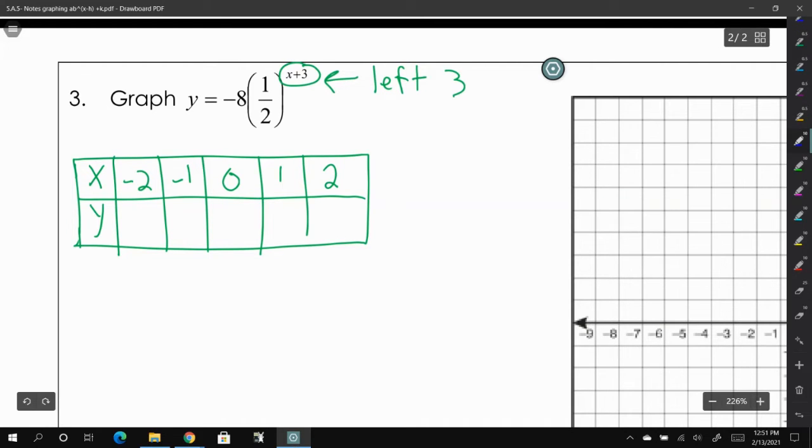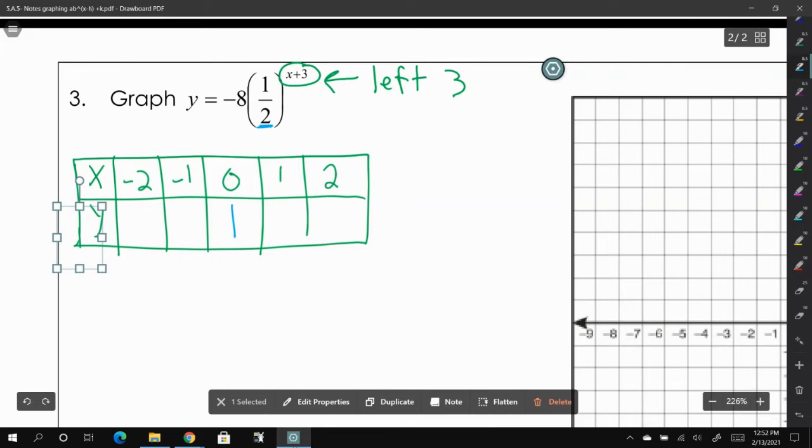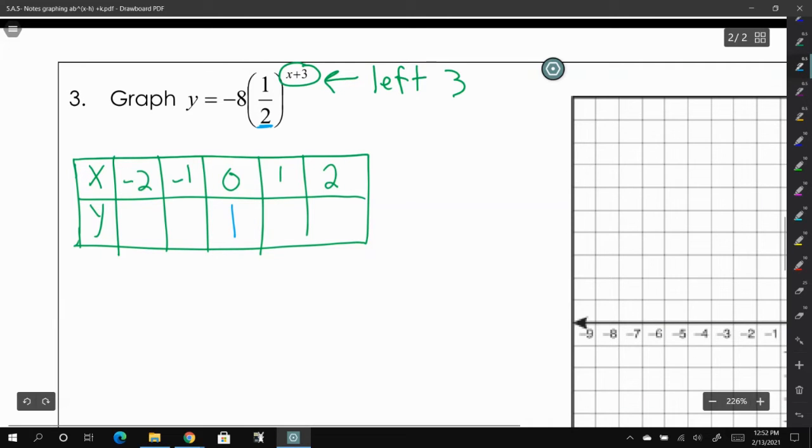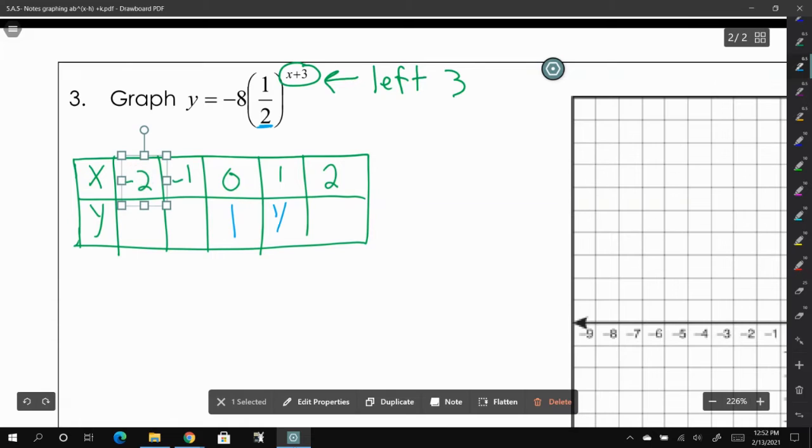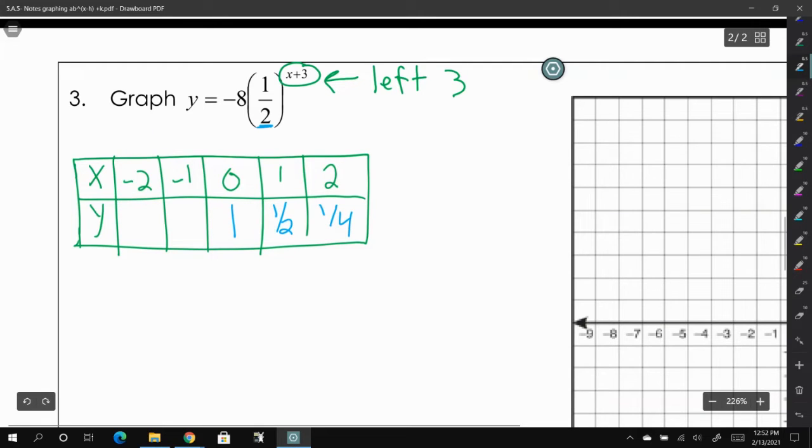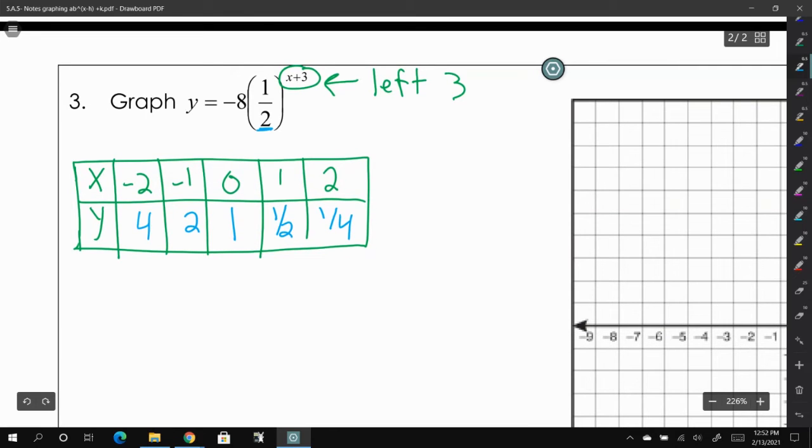Our b value is 1/2. So we'll start at 0, 1, and then we're multiplying by 1/2. That's our growth rate. So 1 times 1/2 is 1/2. 1/2 times 1/2 is 1/4. And then going backwards, this will be 2/1 or just 2. And you could write this one as 4/1 or just 4.